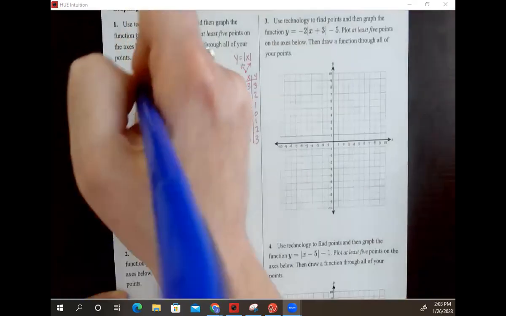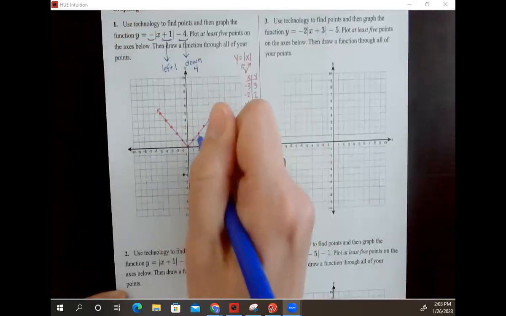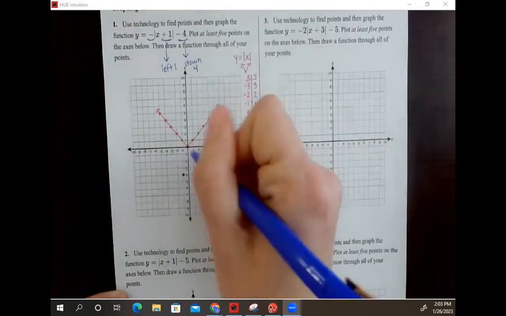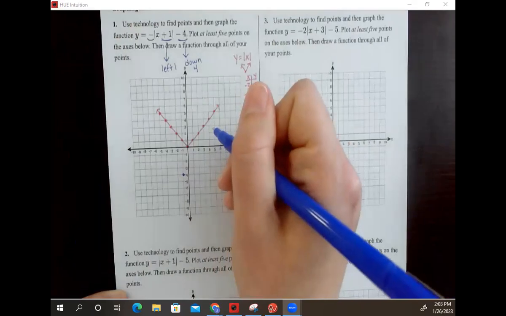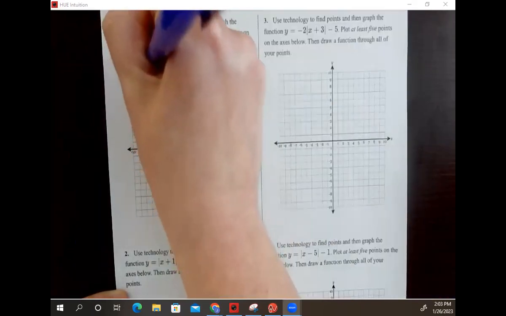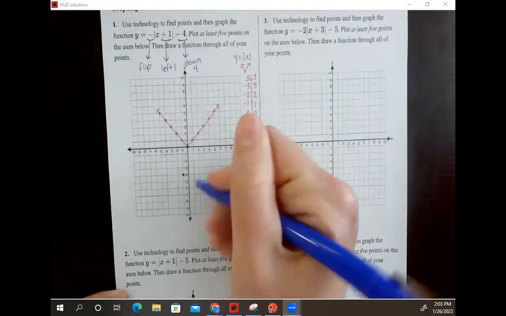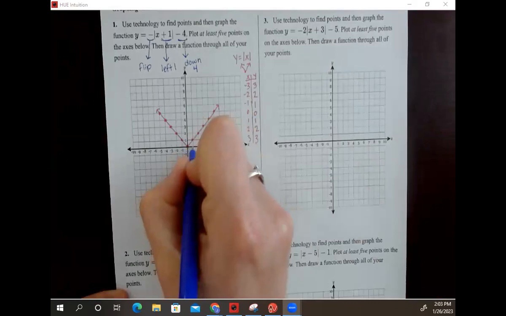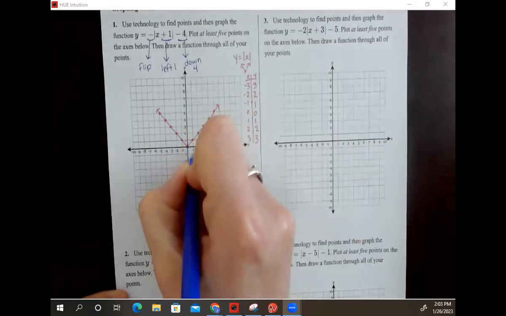And then I look at the front of the function to decide how I'll change the shape. Am I going to keep the size of my absolute value the same? Am I going to flip this? Am I going to stretch or compress? Since we see a negative here in front, that means our graph is going to flip. Okay? It's going to flip over that horizontal axis. So instead of going out and up, we'll go out and down.